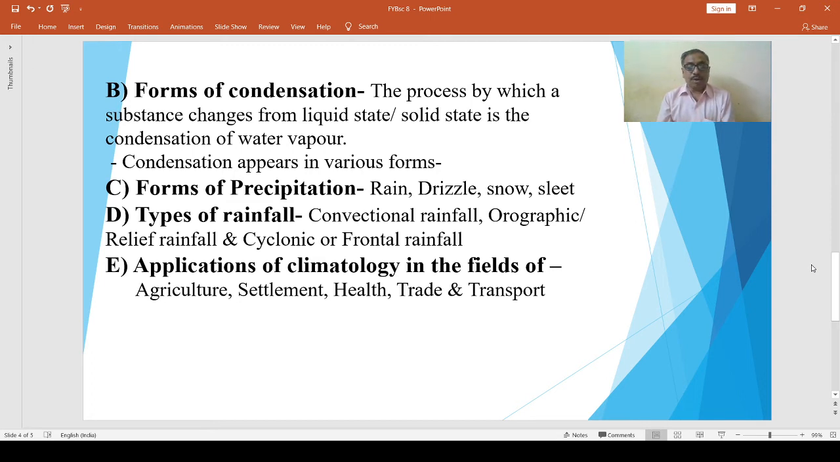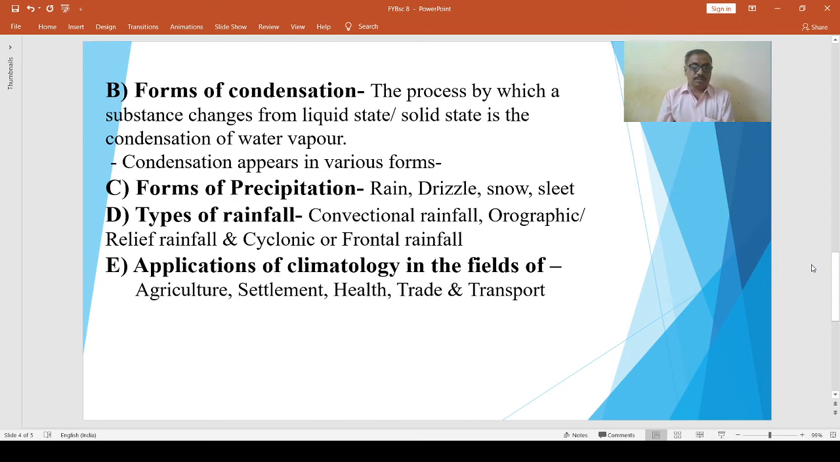Orographic or relief rainfall is due to the air being forced to rise against a high mountain. This rise results in expansion and cooling of the air, which produces clouds and rain. The windward slopes of mountain alone get rain, the leeward slope being dry. The rainfall that takes place at the foot of Himalaya in India is a relief rainfall.